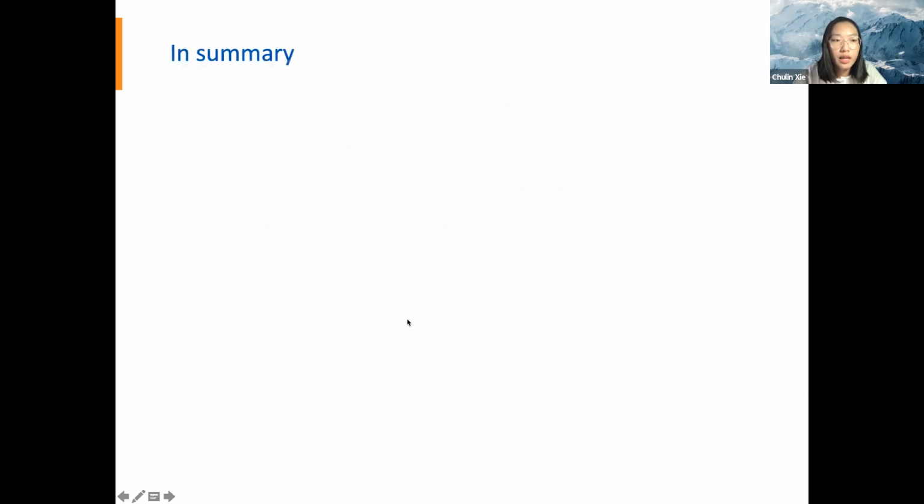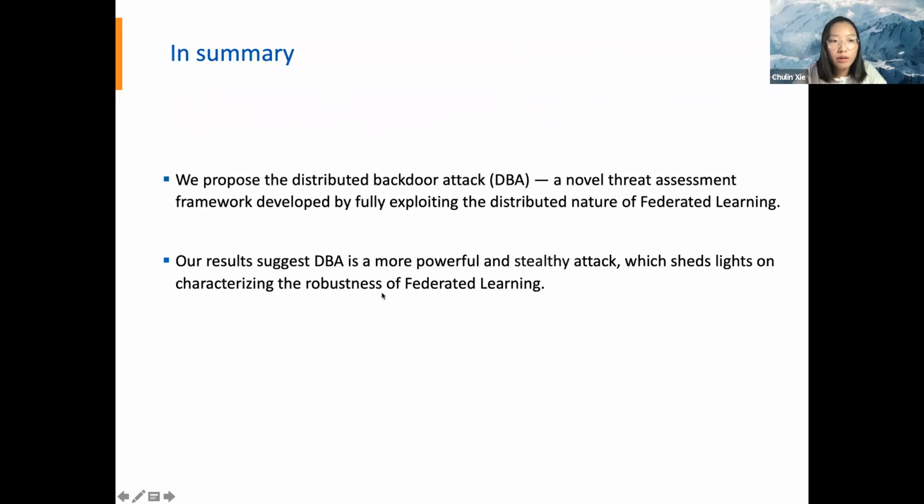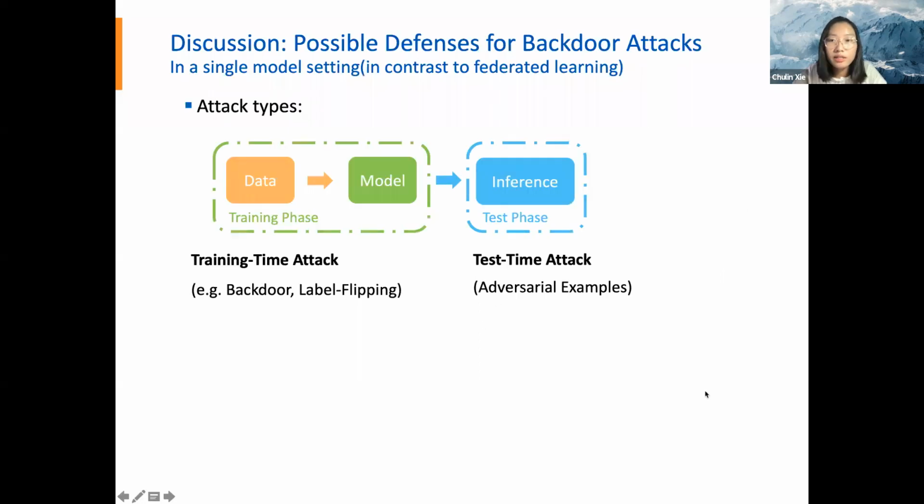In conclusion, in summary, we propose the distributed backdoor attack, a novel threat assessment framework developed by fully exploiting the distributed nature of federated learning. Our results suggest that DBA is a more powerful and stealthy attack, which sheds light on characterizing the robustness of federated learning. And there is some discussion of possible defenses for backdoor attacks.